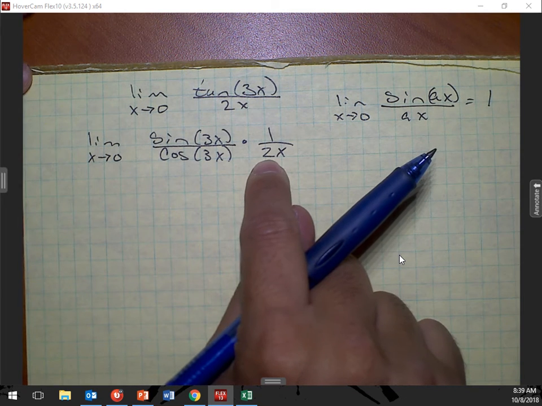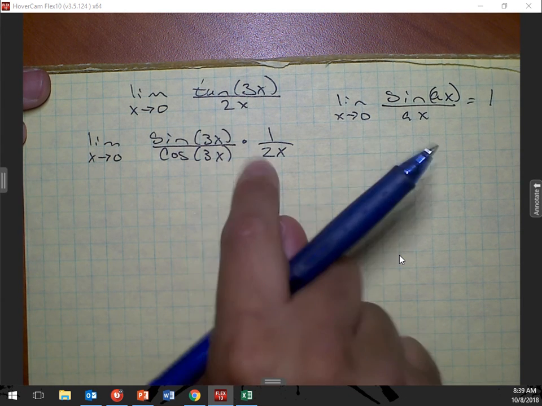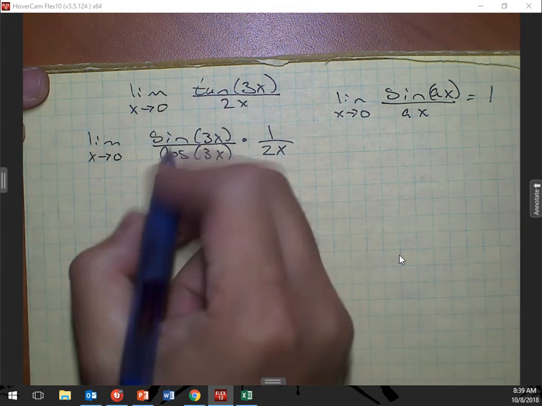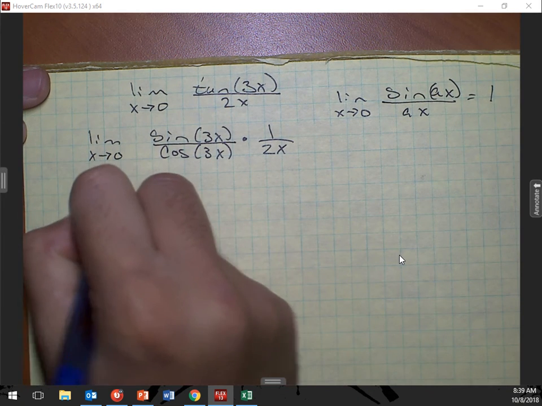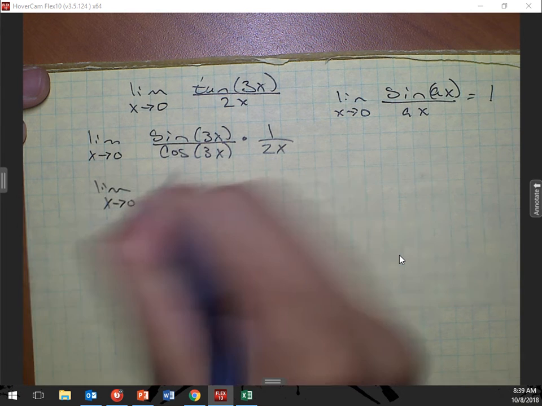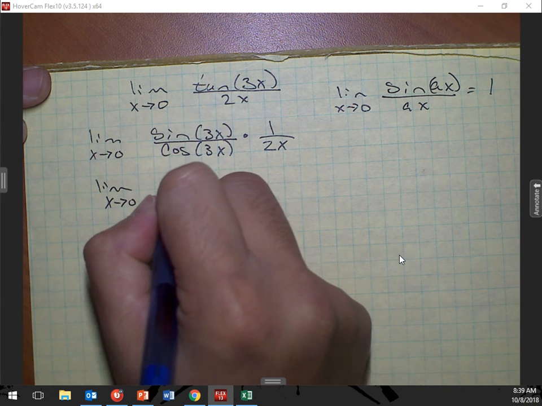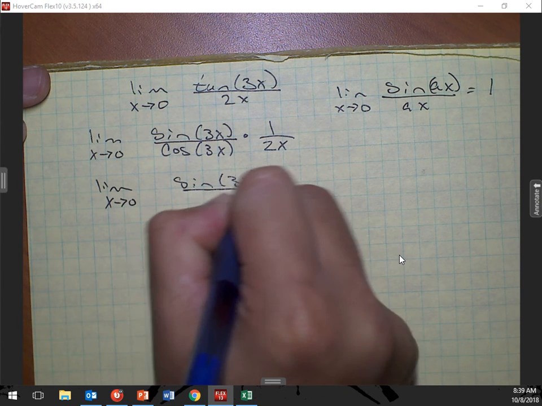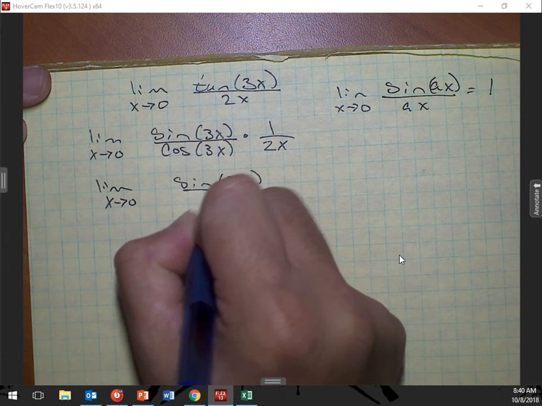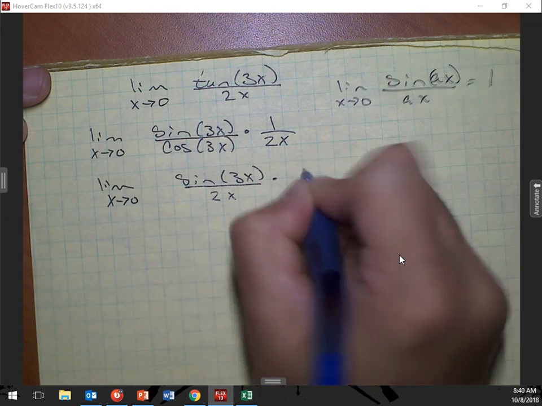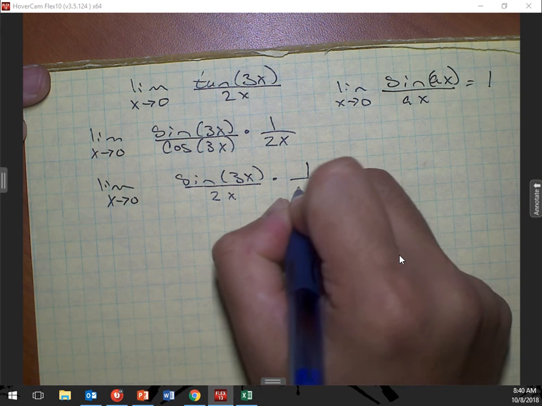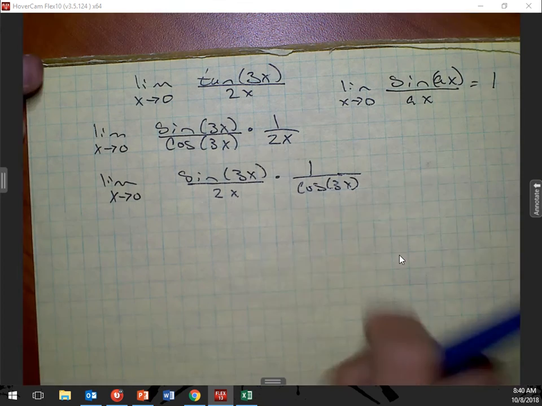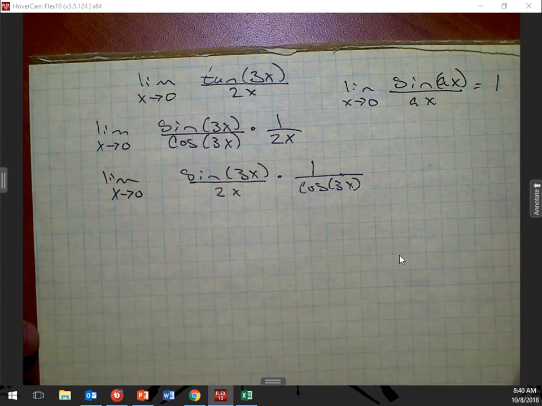It's not the case, so I need to manipulate this. I'm going to rewrite this as the limit as x approaches 0 of sine of 3x over 2x times 1 over cosine of 3x. They're multiplying together, so I just switch the orders here, so it's going to be fine.